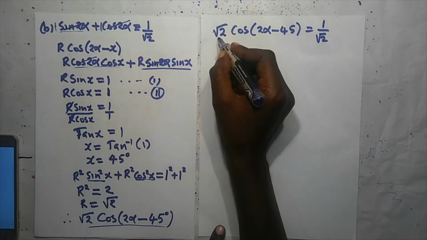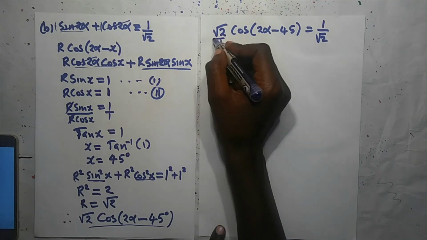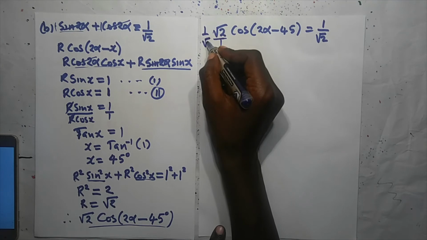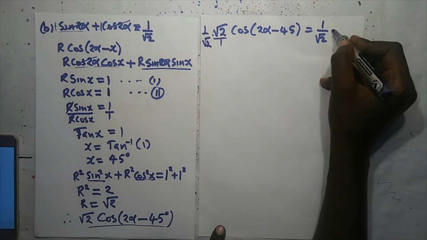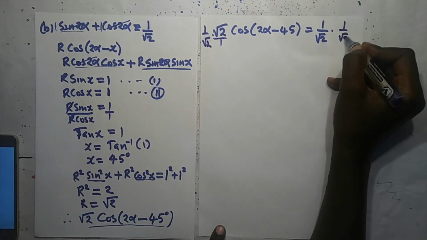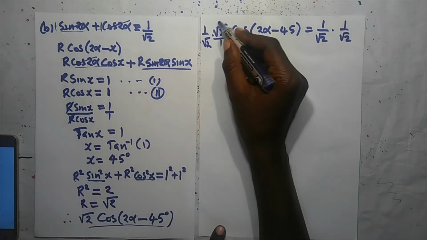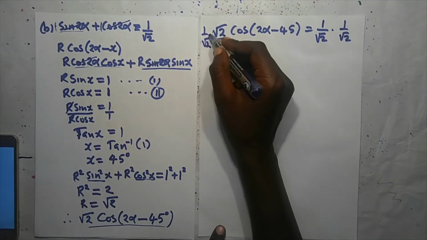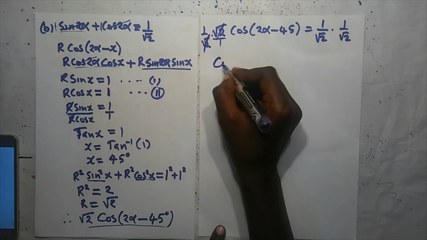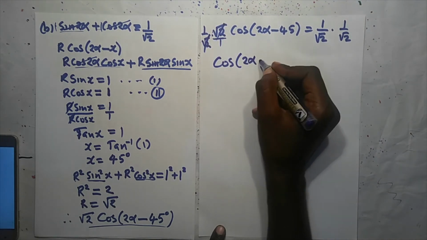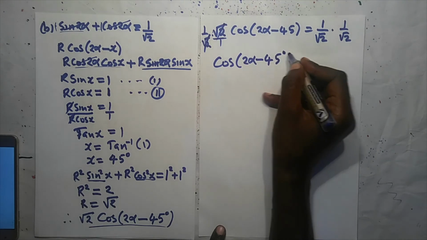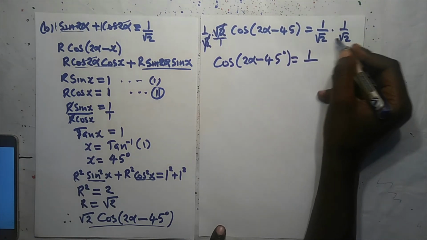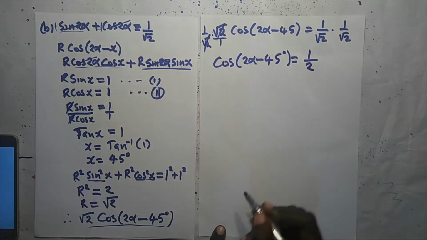So we are going to have, this is over 1 here, so the whole thing over 1. So we are going to multiply by 1 over root 2. Even this side we'll multiply by 1 over root 2, which is the reciprocal of this one, so that we get rid of this root 2 here. So these two will cancel out, we will remain with cos 2 alpha minus 45 degrees is equal to 1 times 1, there is 1. The square root of 2 times the square root of 2 is just 2.